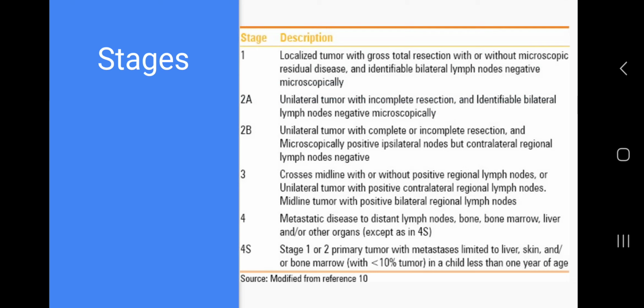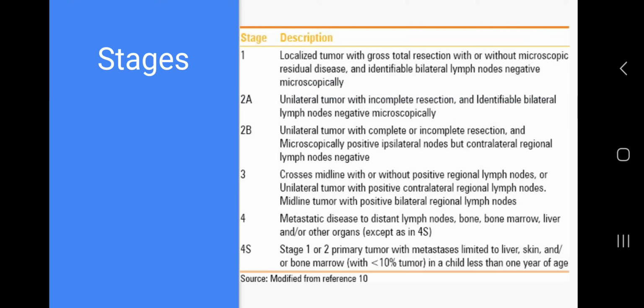So what are the different stages? Well, they go from 1 to 4S. They increase in severity as you go higher in the numbers. So stage 1 is just a localized tumor, with or without microscopic residual disease, and you have negative tests on your bilateral lymph nodes.